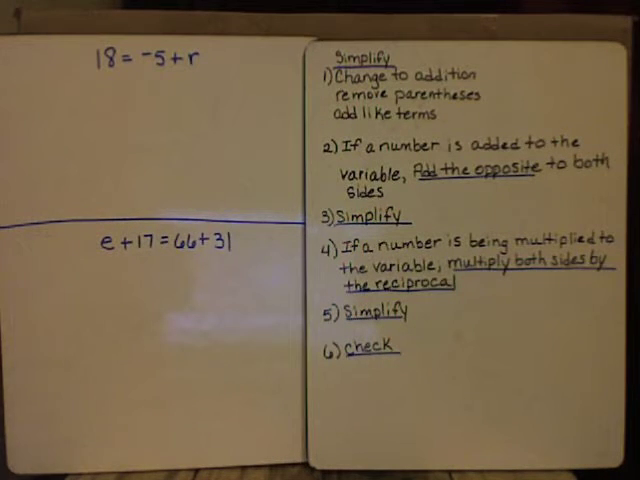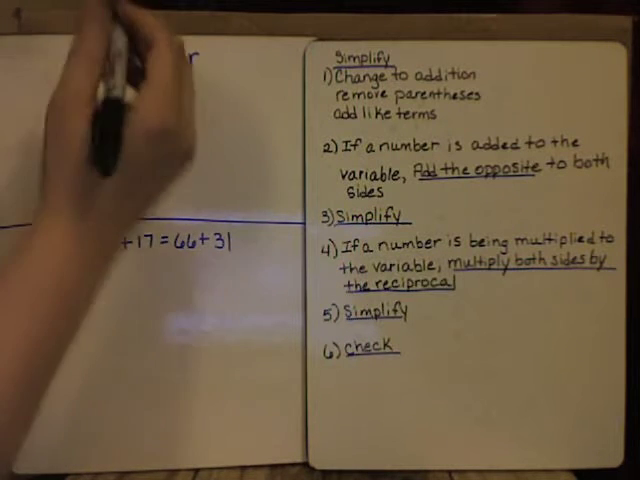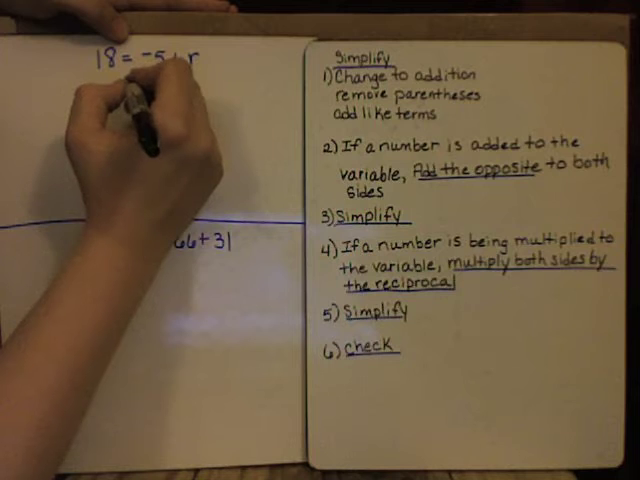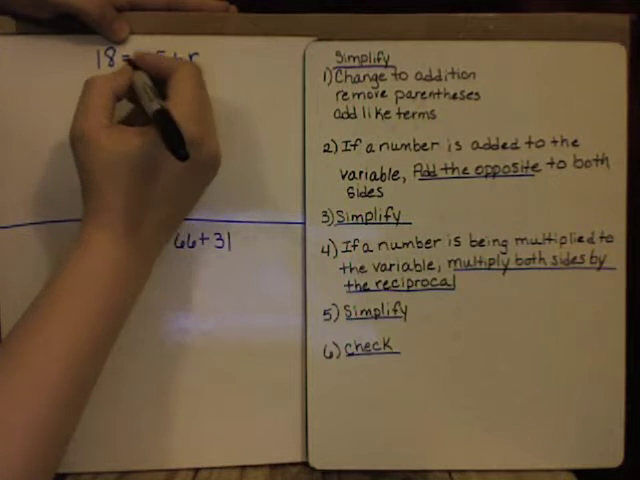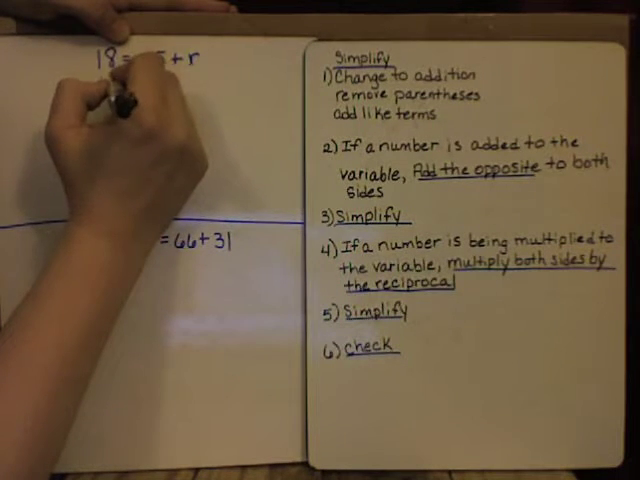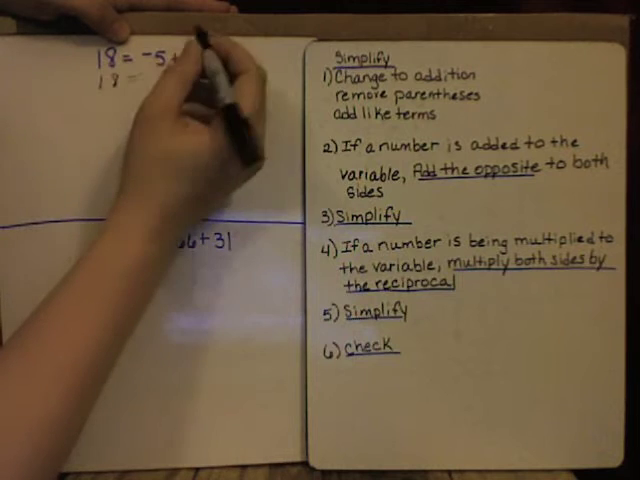The second step tells us that if a number is being added to the variable, then add the opposite to both sides. Well, if we look at our equation, the number -5 is being added to the variable, so we need to add that to both sides. The first thing that we need to do is copy down the problem, just like it is. Always line up the equal signs.